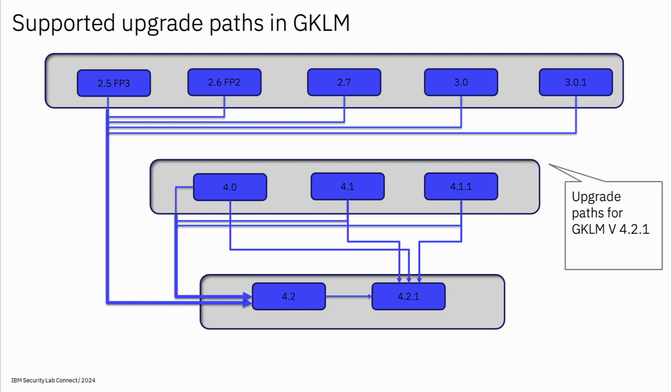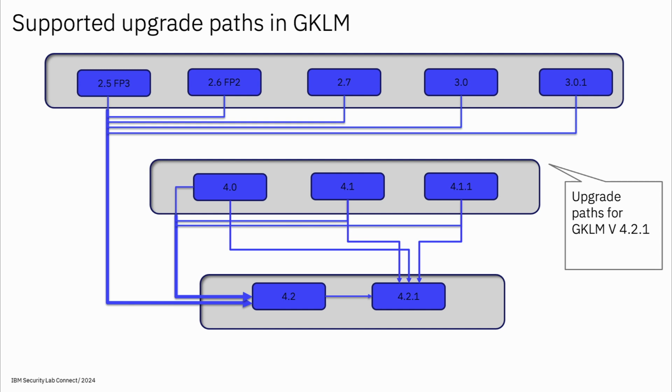Now we will see some supported upgrade paths for GKLM. This diagram here shows the upgrade paths supported for GKLM target version 4.2.1 only. So in this diagram, we can see that upgrading from older versions of GKLM like 2.x, 3.x, 4.0, 4.1, 4.11 requires an interim upgrade to 4.2 before you can upgrade to version 4.2.1.